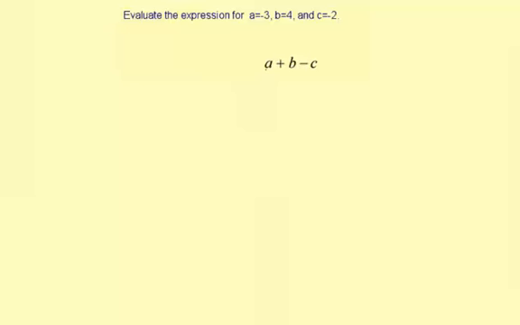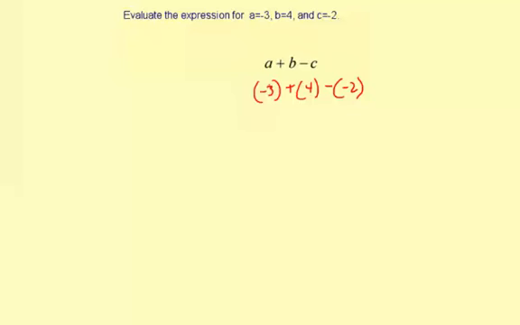So let's see, we'll substitute first, a equals -3. Whenever I substitute, I like to put in parentheses, so I remember I substituted, and then plus the b is 4, and then minus the c, which is -2. So we have -3 plus 4 minus -2.